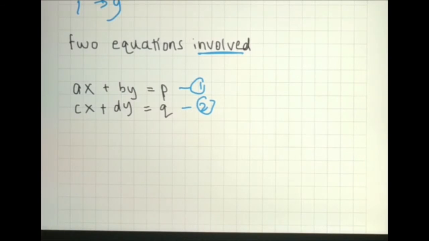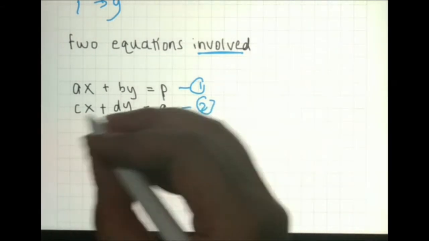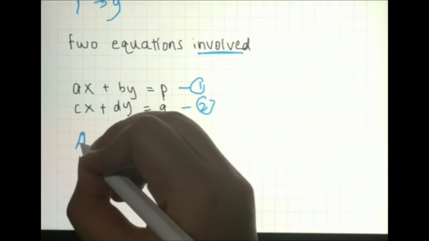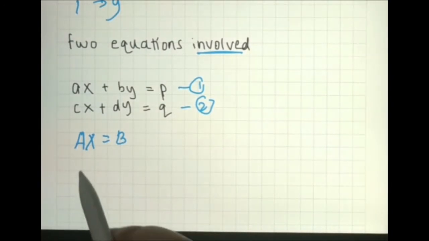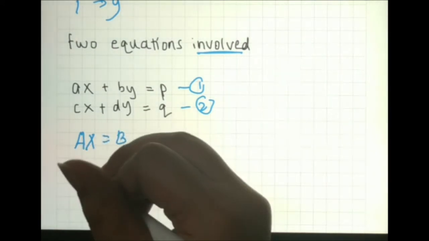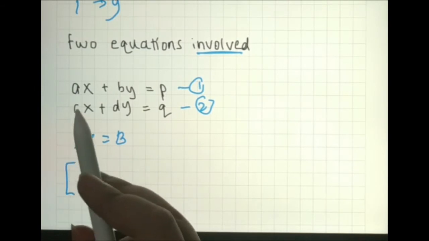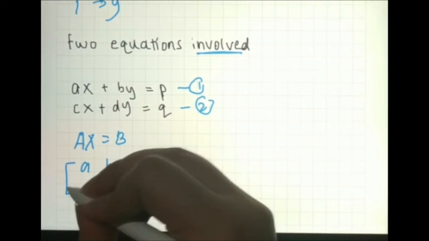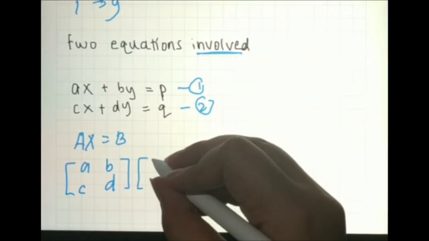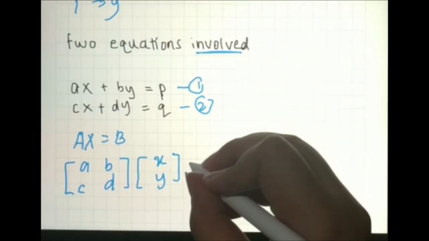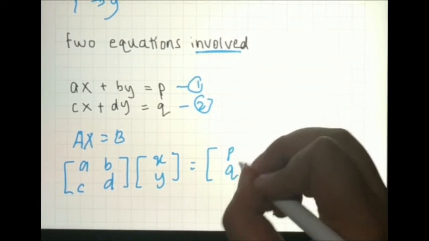Okay, so how do we find the unknowns? The unknowns are x and y. So we put it in an equation like this: Ax equals B. So matrix A, x is the unknown, equals matrix B. We write it as we see it: A, B, C, D, then the x on top, y at the bottom, equals P, Q.